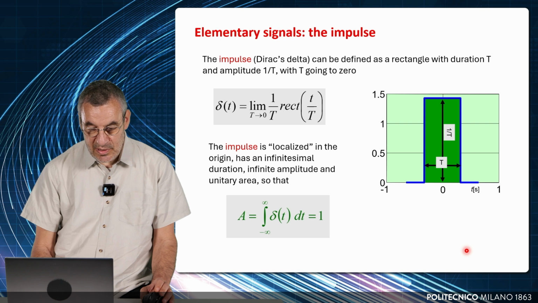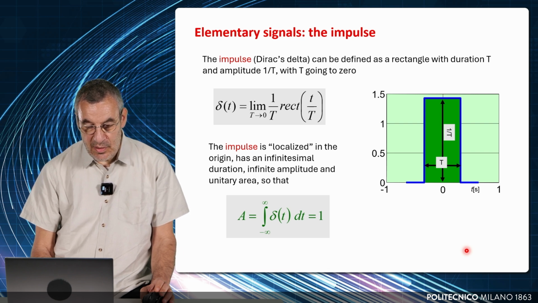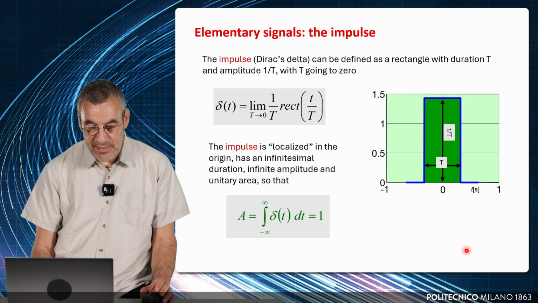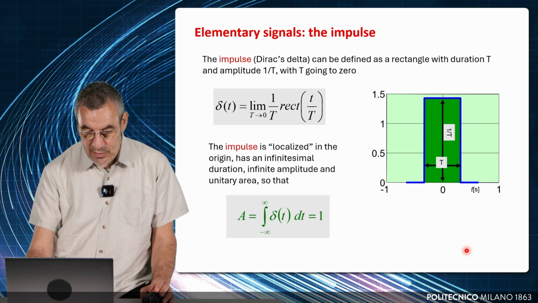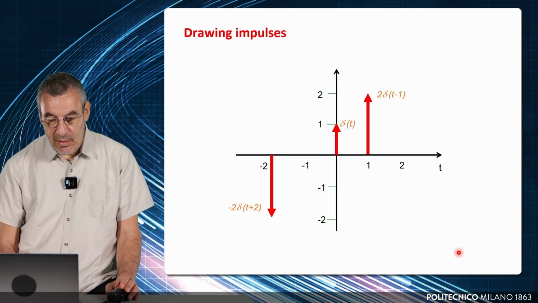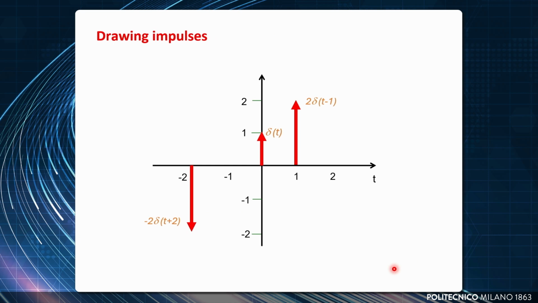So if you push this process to the limit, you can define a new signal, an elementary signal, that goes to infinity in a time which is infinitesimal, but conserving the area, which is 1. This kind of signal is called impulse and is represented in this way, like an arrow, and the number close to the arrow is telling the area of the impulse.